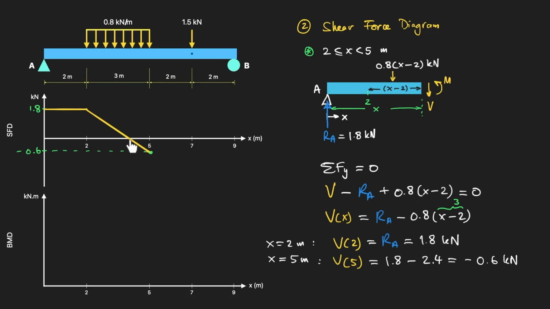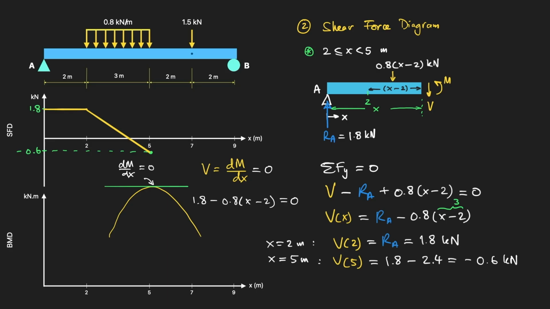And here's the key move for this whole problem. Shear force crosses 0 inside the segment of this uniform distributed load. Remember the relation between shear and moment? Shear is the gradient of moment. This means we can find the maximum or minimum moment when its gradient is 0, or V is 0. So from this equation, when V is 0, 1.8 minus 0.8 times (x minus 2) equals 0. Solving for x gives x equals 4.25 meters. So this is where we'll find the peak moment, and we will check that again when we plot the bending moment diagram.